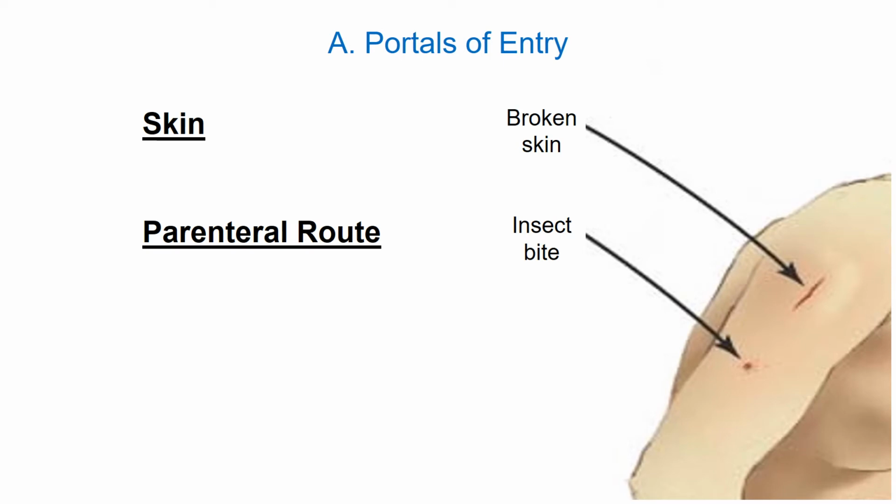The skin, of course, is a route of entry, and sometimes we call that the parenteral route, meaning injection by some sort. You can see I have some examples there, broken skin or insect bites, those kinds of things, penetrating the skin and getting access to some of the tissues underneath, and also the bloodstream can be the route of entry for quite a number of diseases.